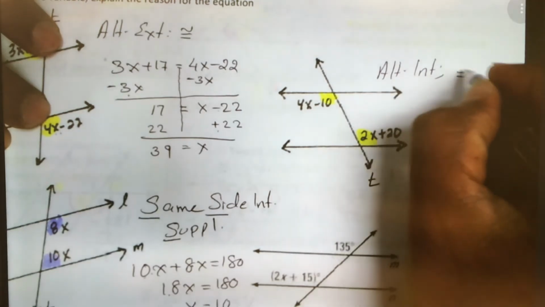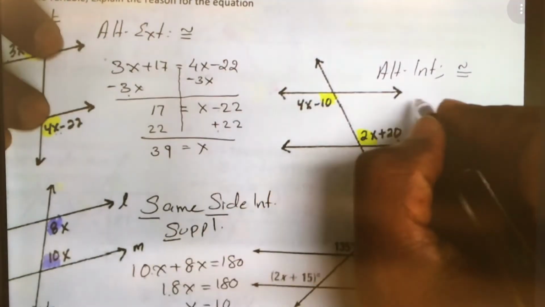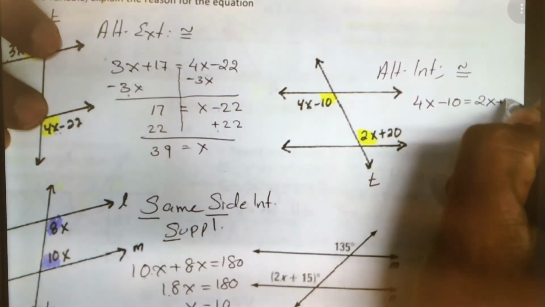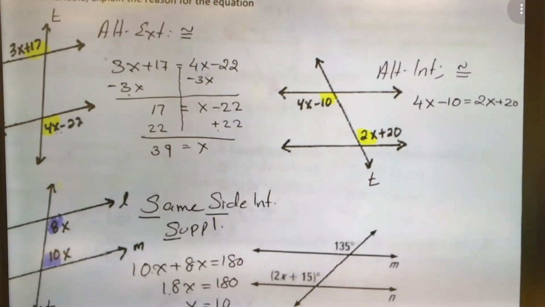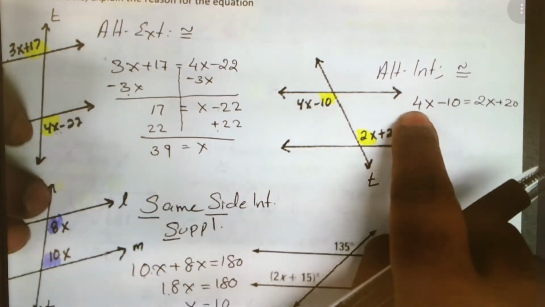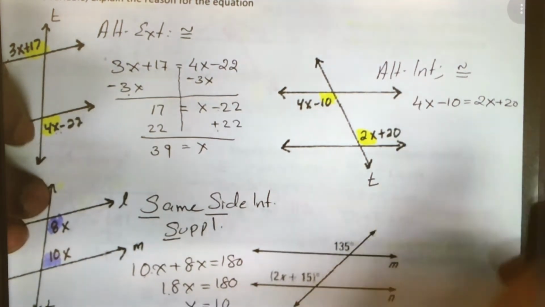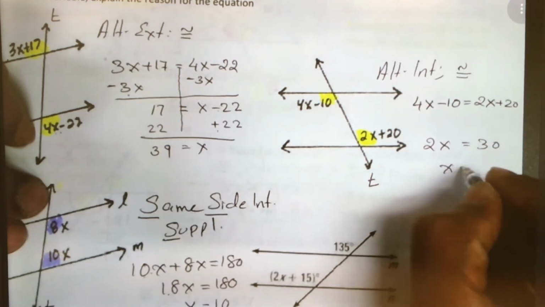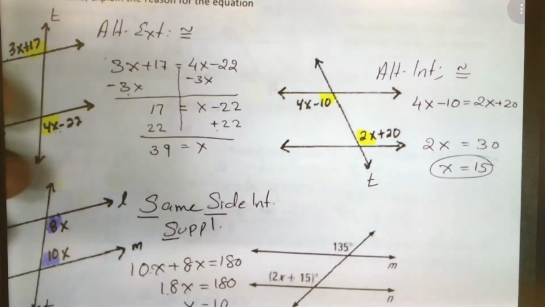So they are congruent. So we can set up those two angles equal to each other. Now you solve for x. So you subtract 2x from both sides. Then add 10 on the other side. So that becomes 2x is equal to 30. That means x is equal to 50 when you solve it.